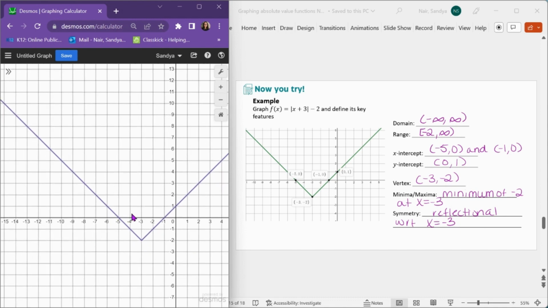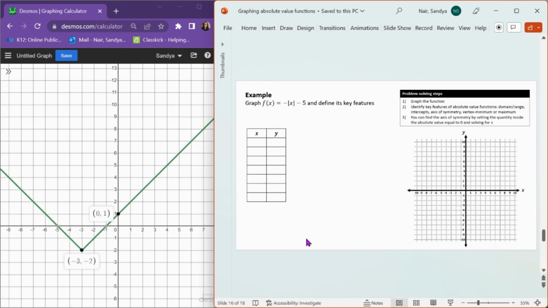The x-intercepts, if I click on them in Desmos, notice that the points are -5, 0 and -1, 0. The y-intercept is here at 0, 1. The vertex has the coordinates -3, -2. And since this absolute value function does open up, the vertex is going to be a minimum. So this graph has a minimum value of -2 at x equals -3. And that means it's going to have reflectional symmetry with respect to the line x equals -3.